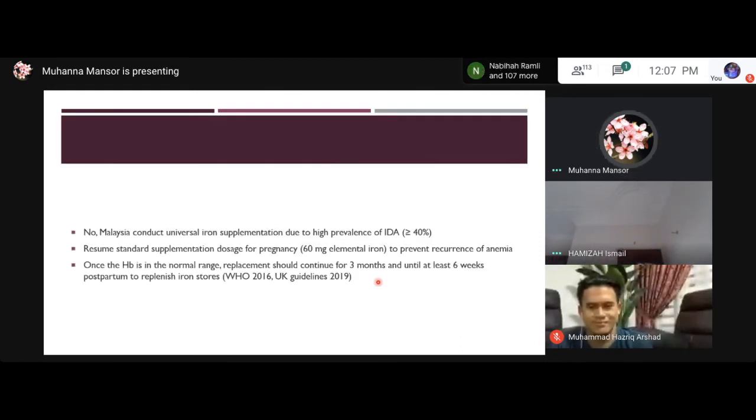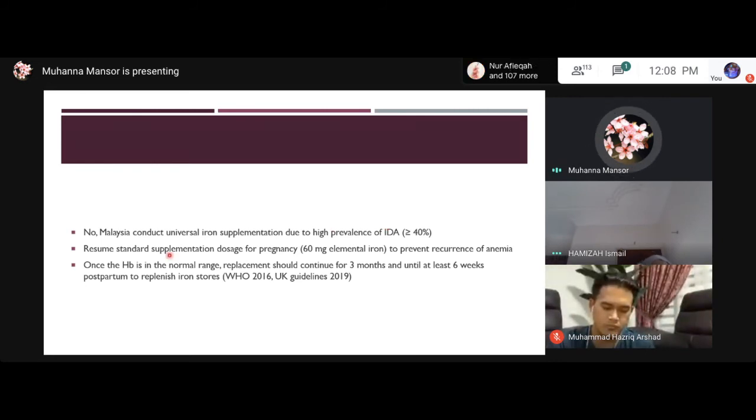So no, we cannot really stop the supplementation, because our country conducts universal iron supplementation because of the high prevalence of IDA in pregnancy. Like the Prof mentioned before, I just found that the latest from WHO, back in 2007 if I'm not mistaken, was about 38%. But there is research done in November 2015 showing it is climbing up, with some regions at 50%. So we can say that we have a very high prevalence of IDA.